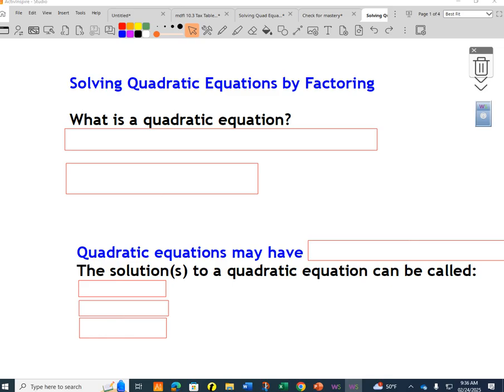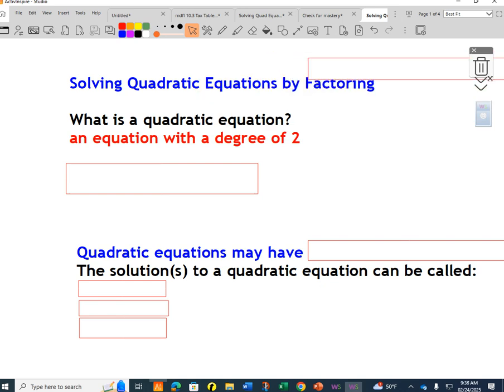So it has three terms? No, it can have, the problem we worked on Friday had less than three terms, right? And they were quadratic equations. So first off, in order for something to be an equation, what does it have to have? Equal sign, very good. To make it a quadratic equation, the biggest variable on any exponent has to be what? 2, that's right. So it has to have a degree of 2.